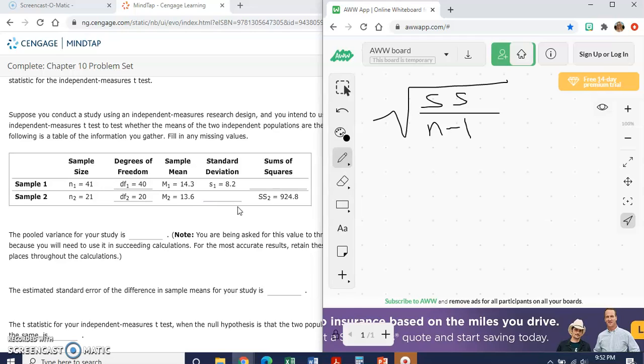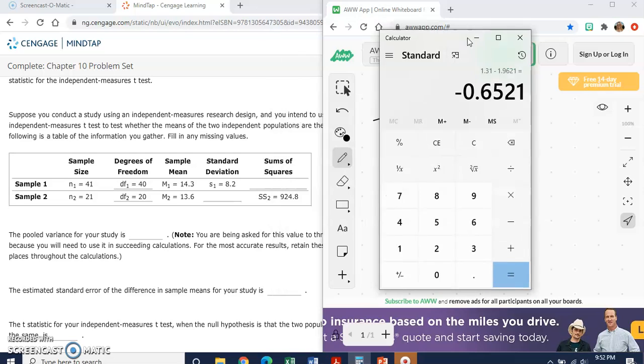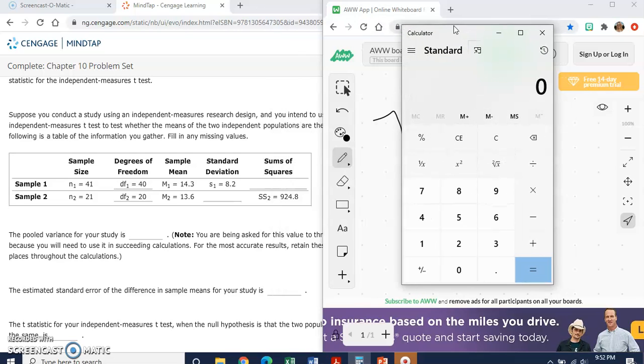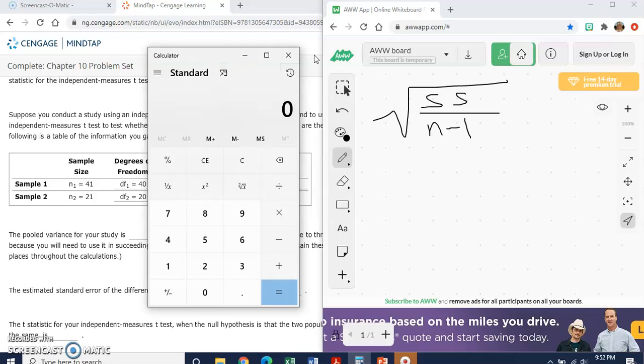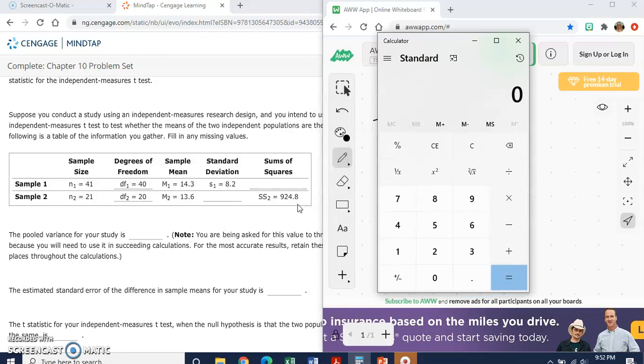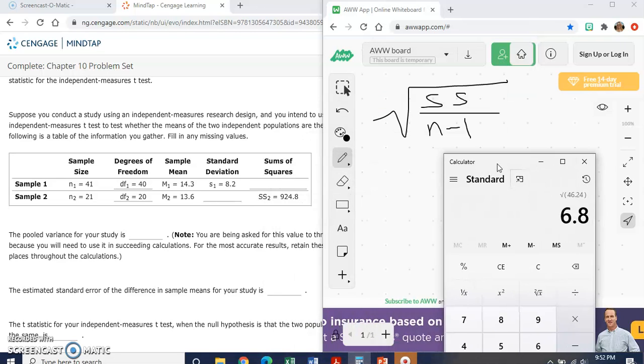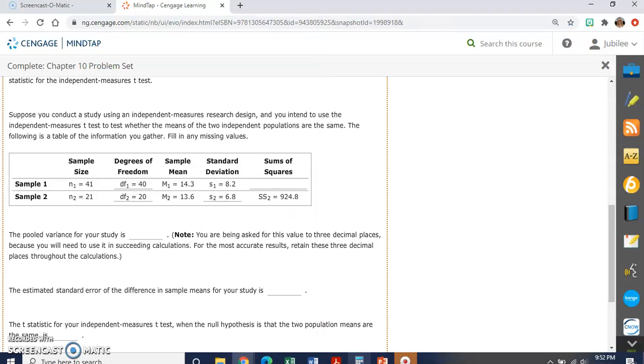So to calculate my missing standard deviation, I'll start with that one. I'm going to start with the sums of squares, which is 924.8, and I'm going to divide that by my degrees of freedom, which is 20. And then I need the square root. So I just did this formula for the standard deviation, and the answer is 6.8.